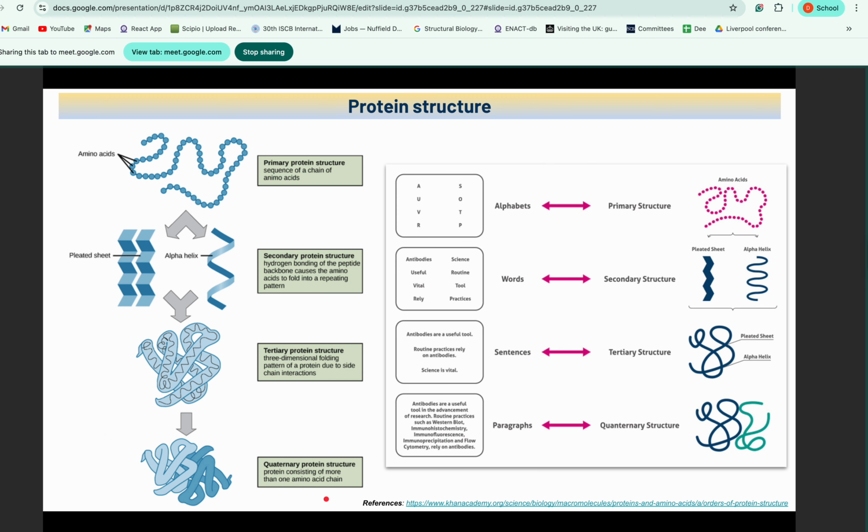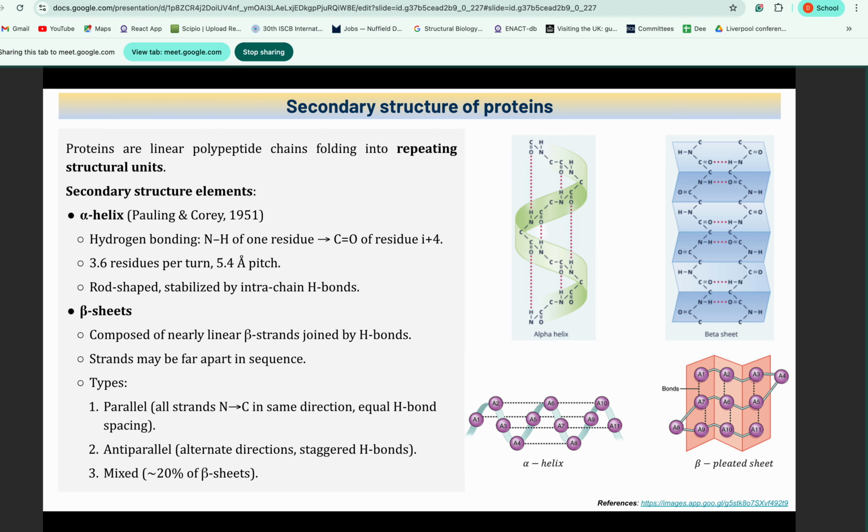So quaternary structure is the one which will give you the complete picture of the protein with all the details: how it is folded, which bonds it makes, what the hydrogen bonds are, and what other side chain interactions it is making. So this is about the protein structure.